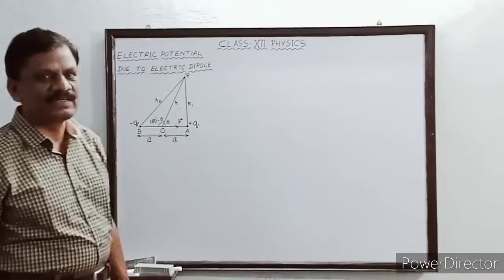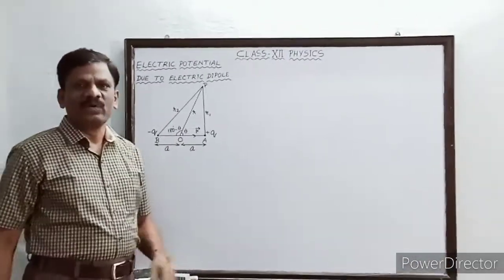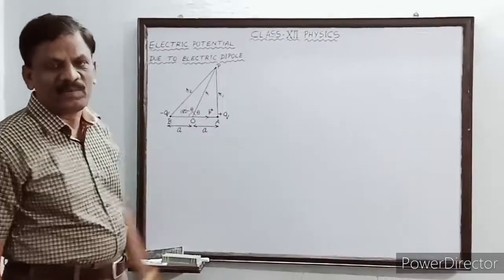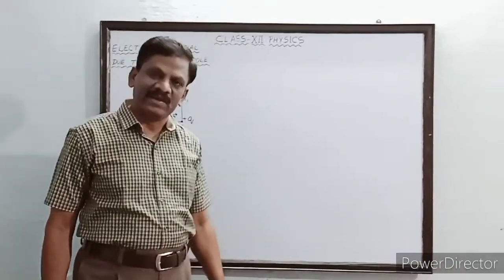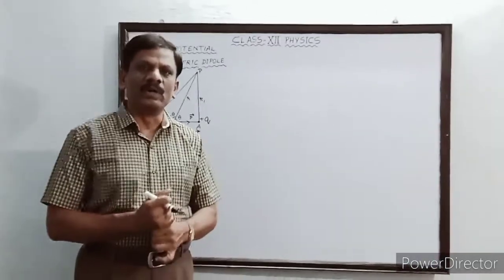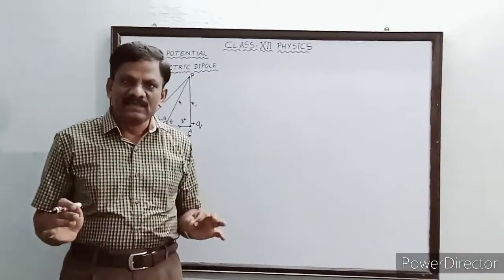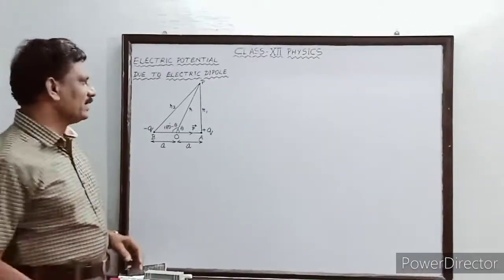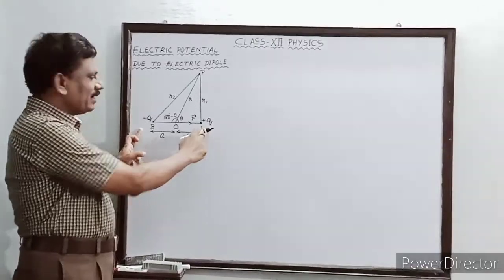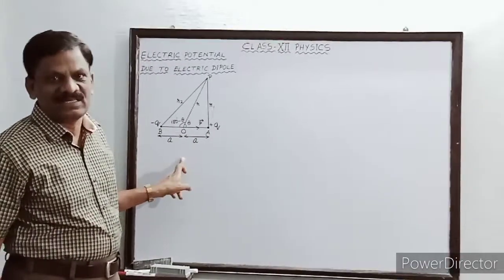Hi, good evening friends. Now we are going to derive an expression for the electric potential at a point due to an electric dipole. Now, what is an electric dipole? It is a system consisting of two equal and opposite charges separated by a very small distance.